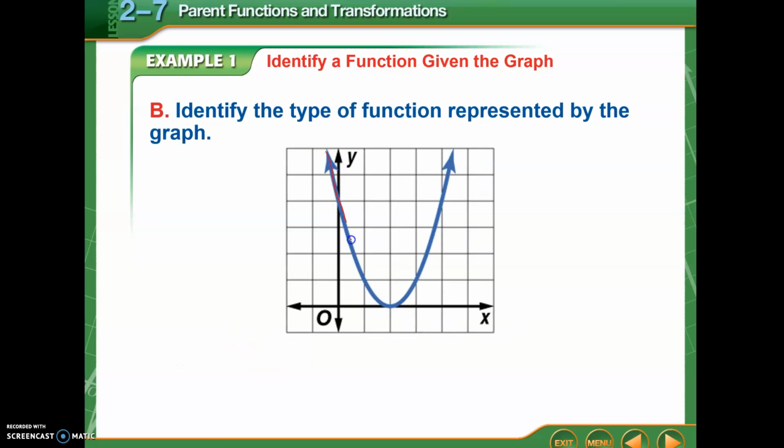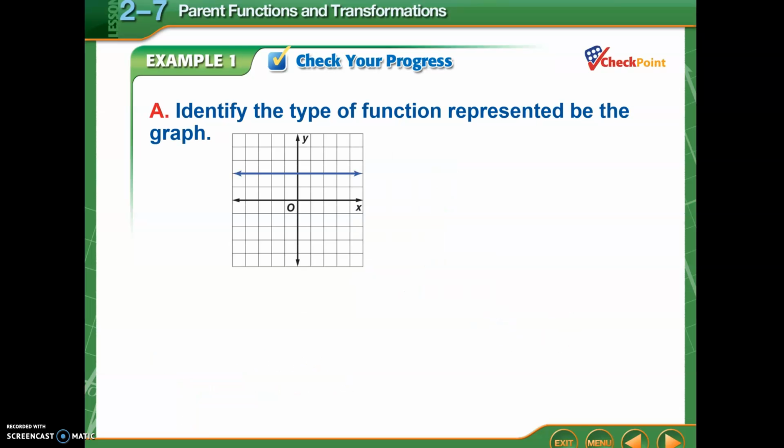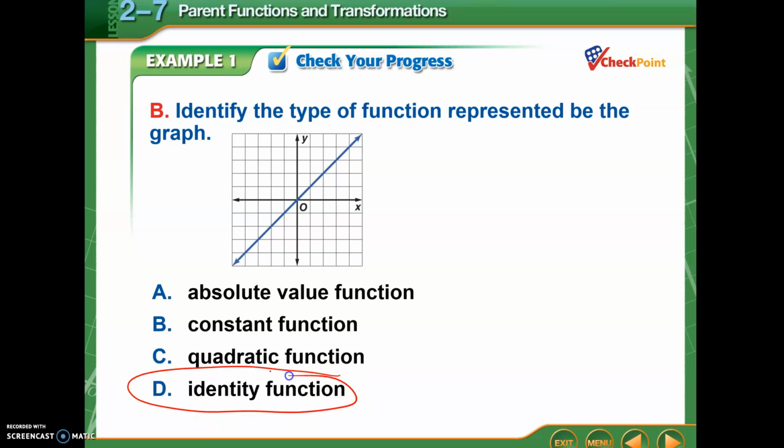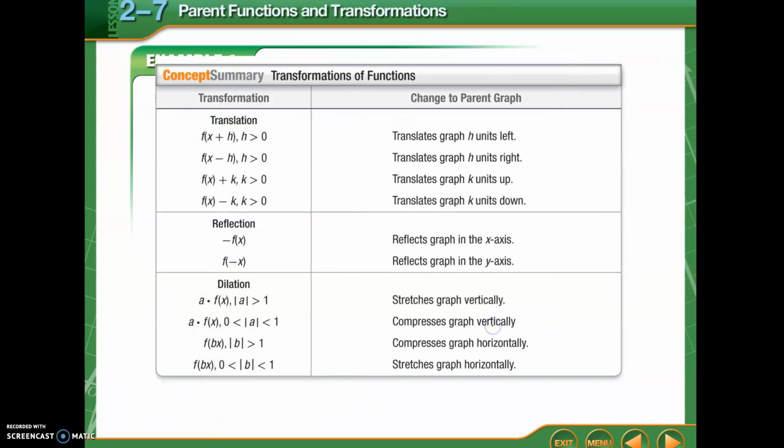This one has that U shape, so this is a quadratic function. And this is a constant function because it's staying the same constantly throughout the whole thing. And the lines are identity functions.